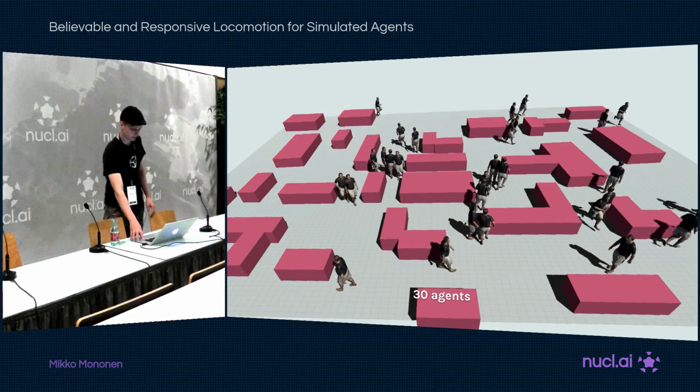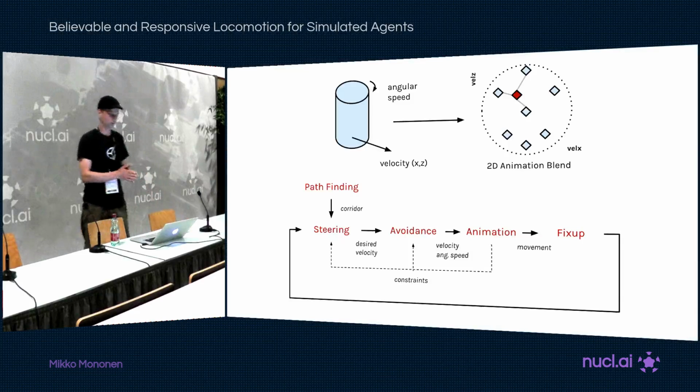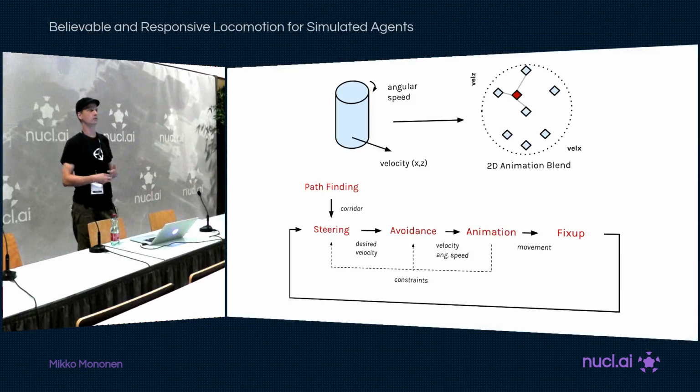So we have now looked at the whole pipeline, how animation could fit in the navigation loop. We started with the pathfinding, figuring out the corridor, doing steering, moving towards the next corner in the path, doing avoidance, figuring out the orientation of the character as well, doing the animation, and from animation we get the movement. So this is root motion-driven locomotion, if you want to speak of it that way. And finally, we fix up the corridor, so we are ready to do the next iteration.